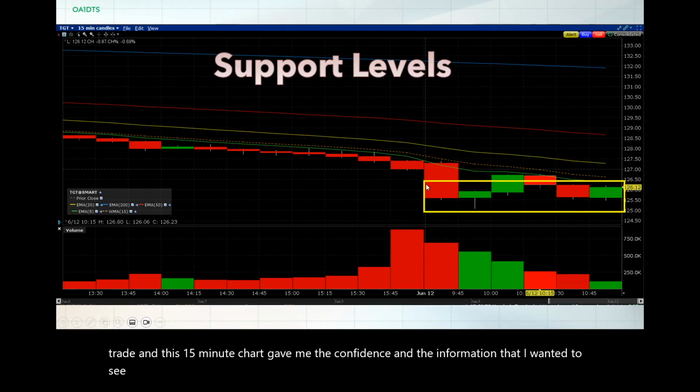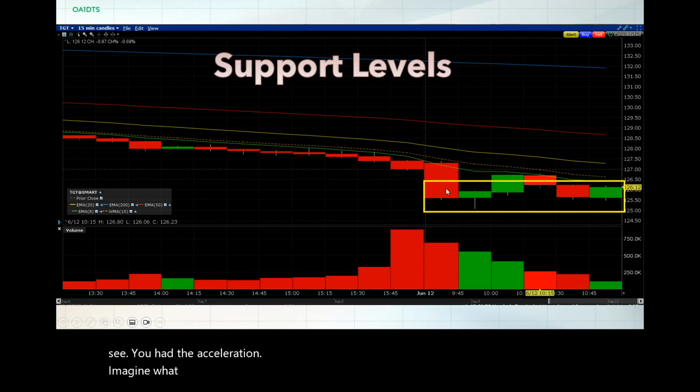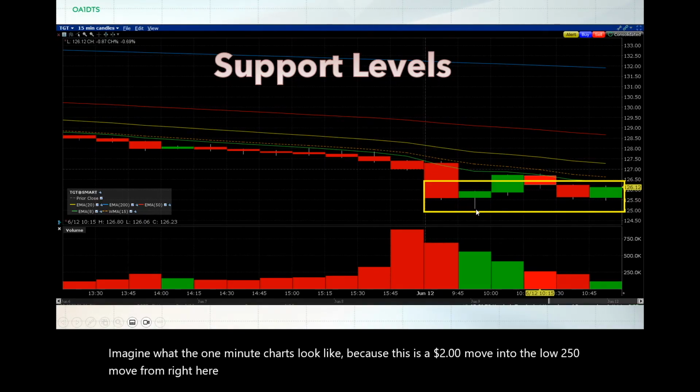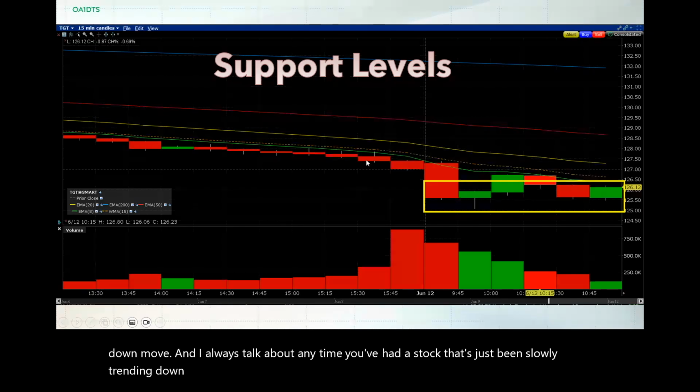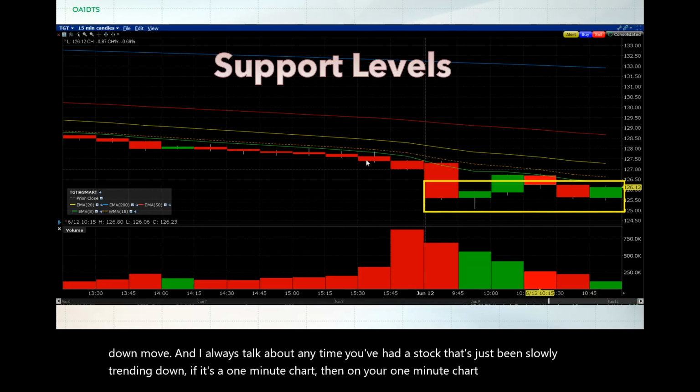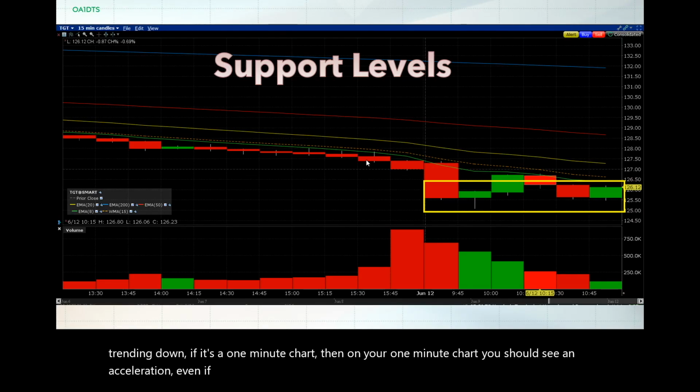You had the acceleration. Imagine what the 1-minute charts look like, because this is a $2.50 move from right here into the low, $2.50 over about an 8-minute period. So it accelerated the down move. And I always talk about, anytime you've had a stock that's just been slowly trending down, on your 1-minute chart you should see an acceleration, even if it's only for a few minutes.